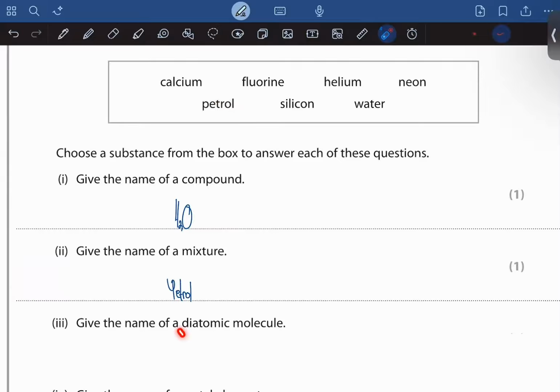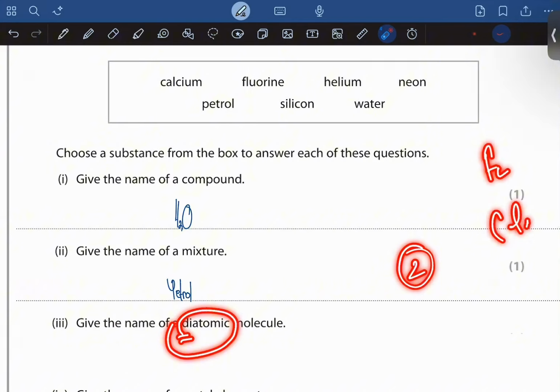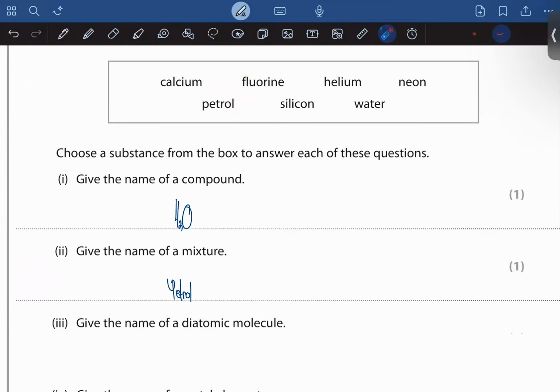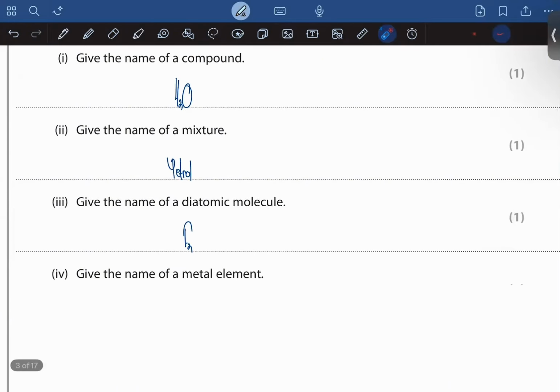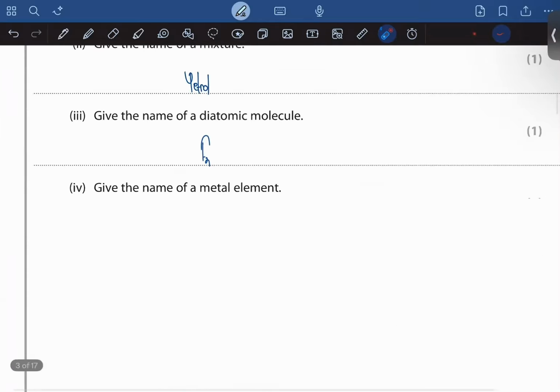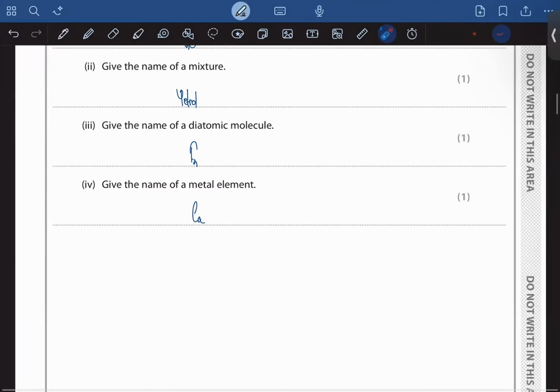Now, what is a diatomic molecule? Di means two, right? So fluorine, chlorine, bromine, iodine, these are all diatomic molecules. In this case, this is going to be our diatomic molecule. Now give the name of a metal element, right? So the name of a metal element is going to be calcium. Sodium, lithium, potassium is what we refer to as being a metal, okay? So yeah, calcium.